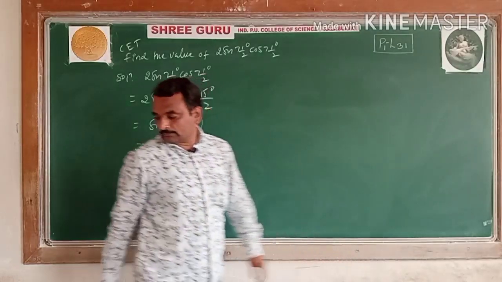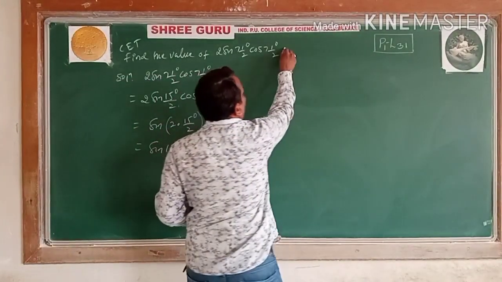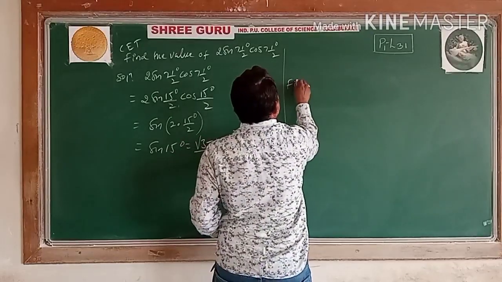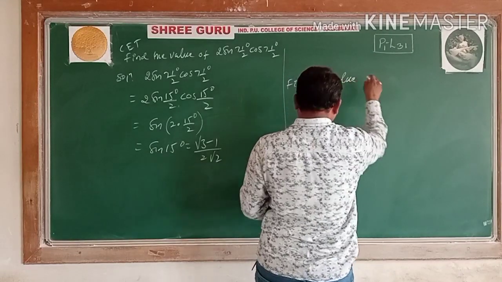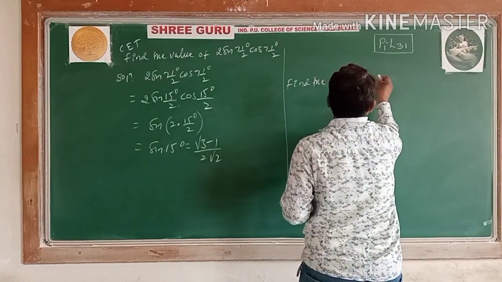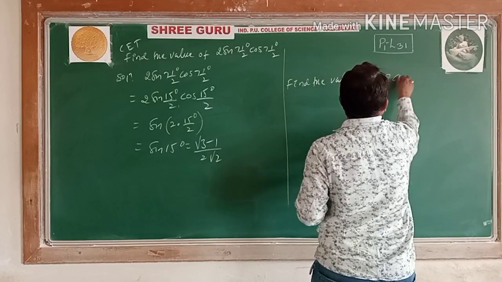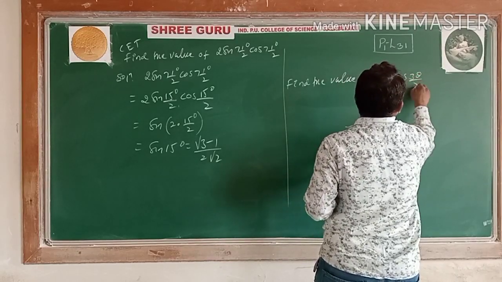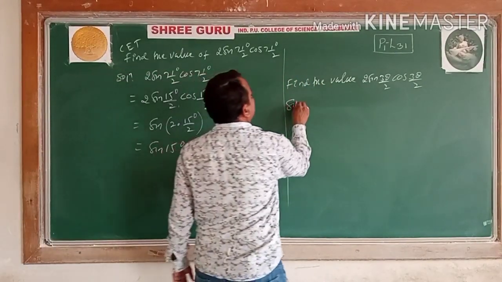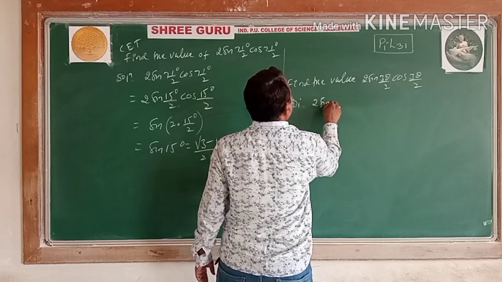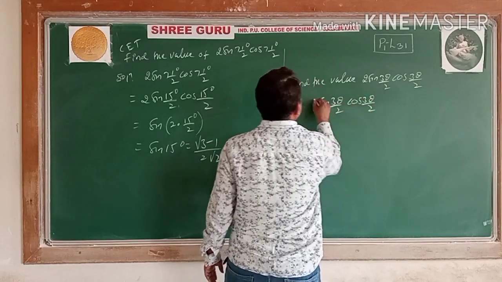Let us come to the next example. Find the value of 2 sin 3 theta by 2 cos 3 theta by 2. These are all some simple CET examples, same type it is also. Solution: 2 sin 3 theta by 2 into cos 3 theta by 2.